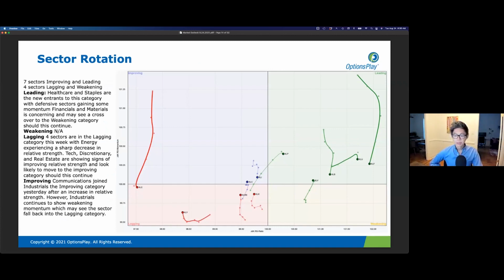And then we look at sector rotation. So far, we have 7 sectors that are leading and improving and 4 sectors that are lagging and weakening. So certainly more sectors in the better category than worsening category here.